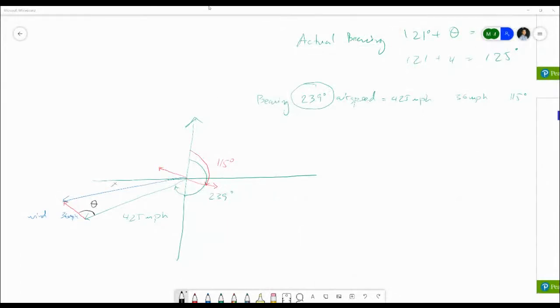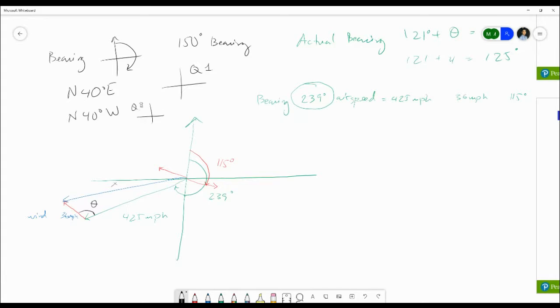Okay. So we covered last time that if I say the word bearing, you're always going to measure from due north and rotate clockwise. Now, if it says, for example, 150 degrees bearing, that's going to be different from saying 40 degrees north, let's see, northeast. That's going to be in quadrant 1 because that's northeast. I don't know why I wrote west. North, yeah. Now, if I say 40 degrees northwest, this is going to be in quadrant 2.